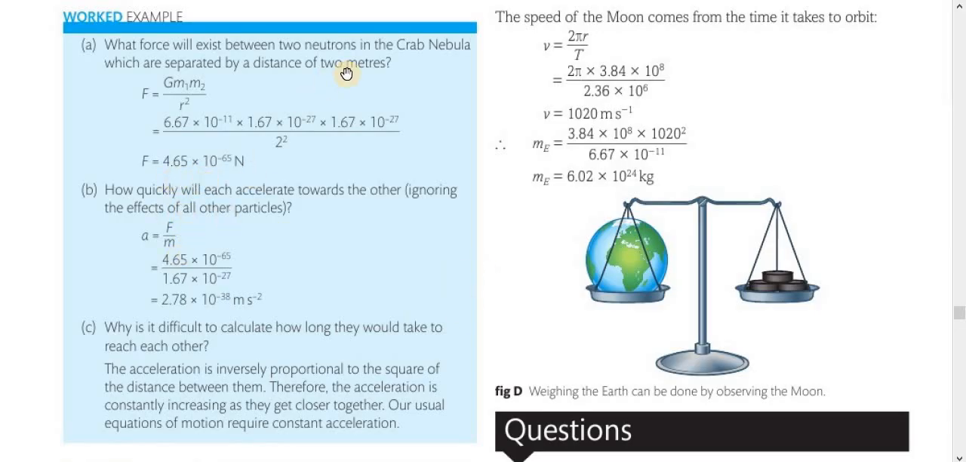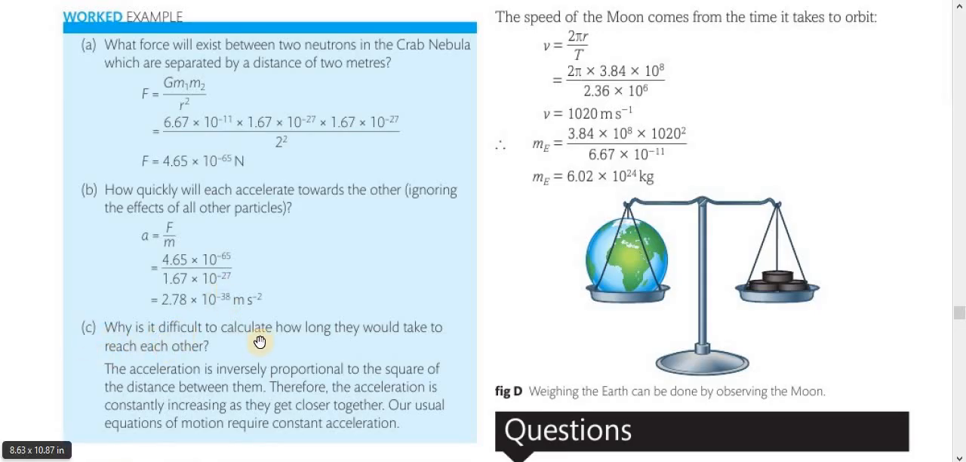The mass of the neutron will be given to you in the data sheet. We saw that in the previous part of the question also: 1.67 × 10^-27. Substitute those quantities into the equation, then you will get the acceleration of each neutron towards the other neutron. That is 2.78 × 10^-38 meters per second squared. You can see it's a very small number, so it's coming towards it very slowly.